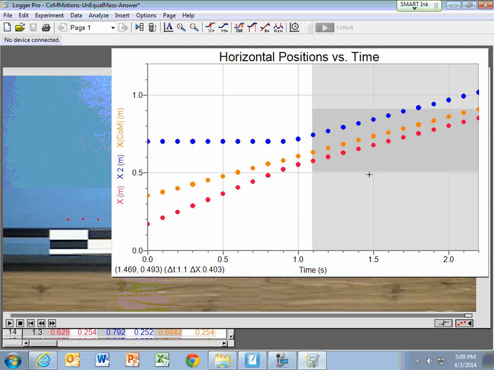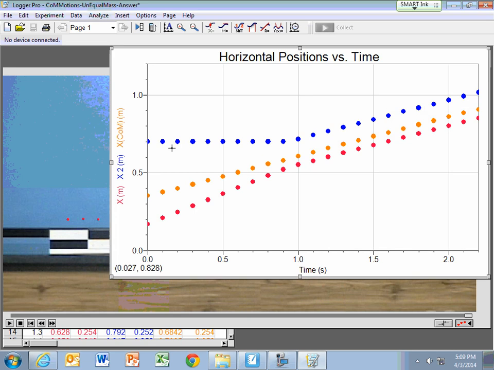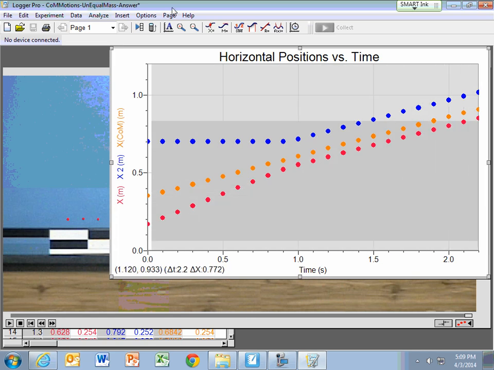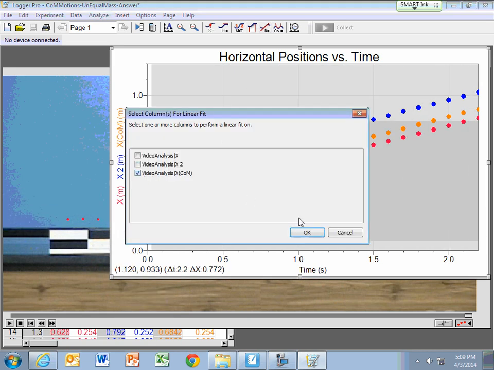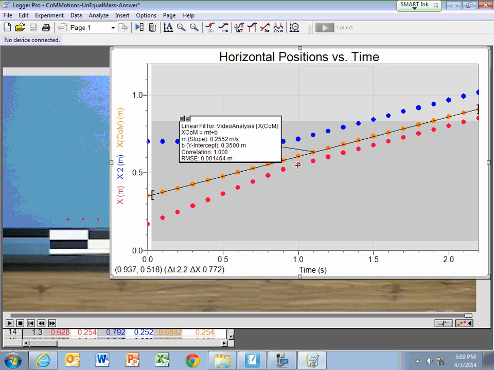The cart on the right, we can see that it wasn't moving at the beginning, and then it did start moving. So we have that velocity increasing. But if I look at the slope of the yellow dots, I get a straight line. The position of the center of mass of the system changed at a constant rate the entire time. It moved at a constant velocity of 0.2552 meters per second the entire time.